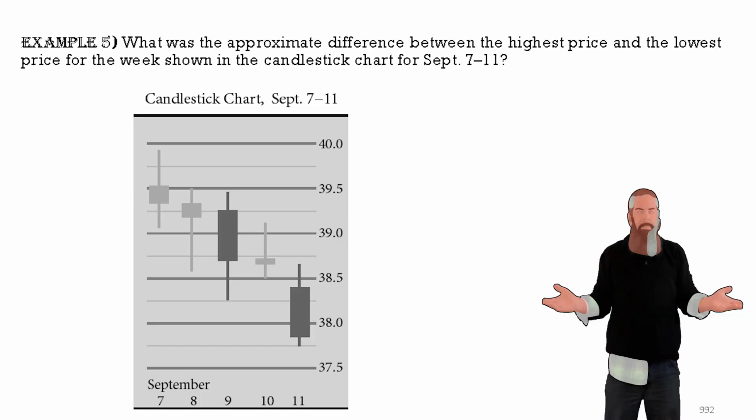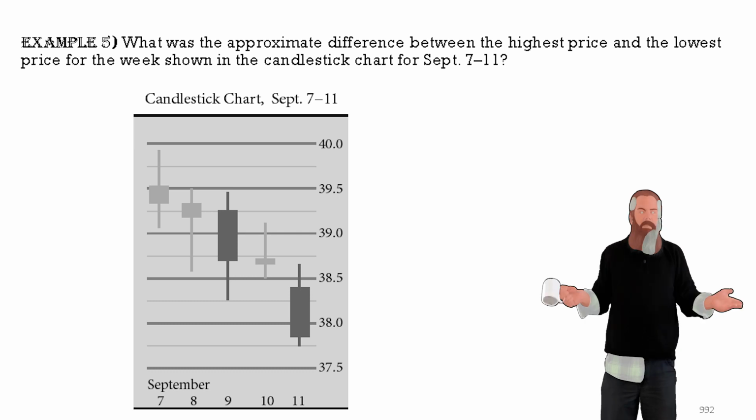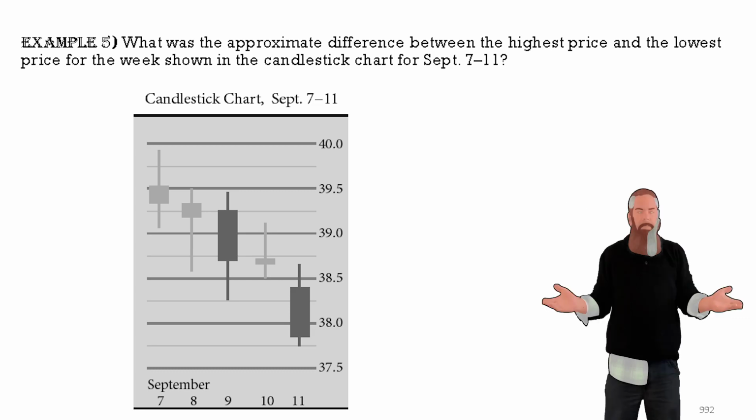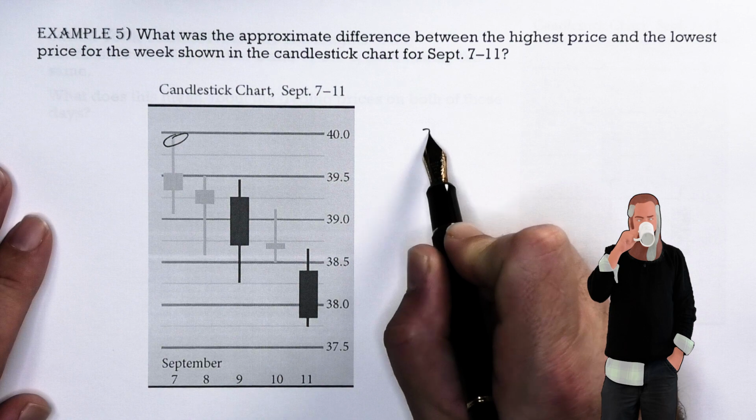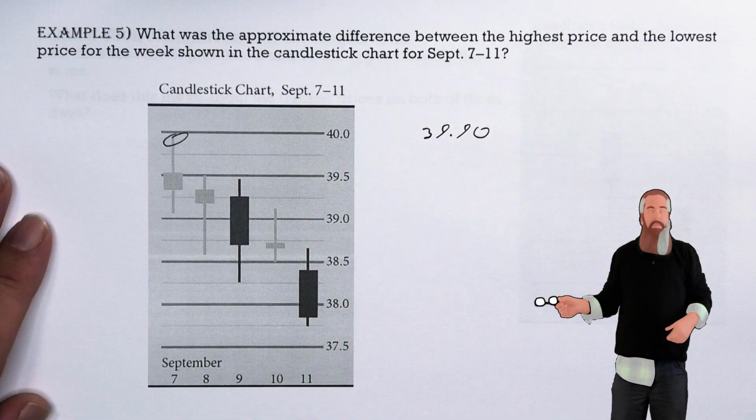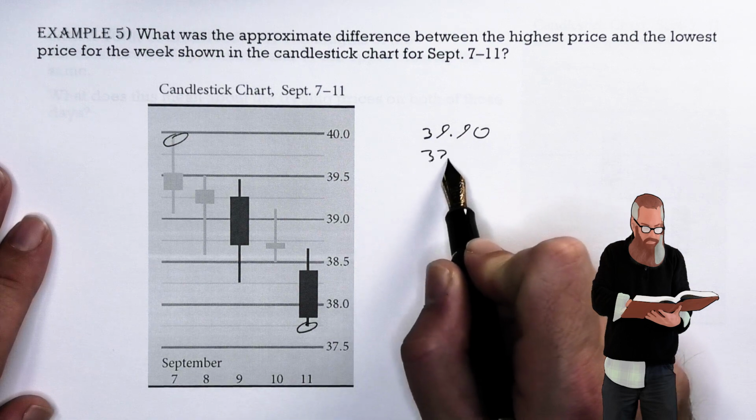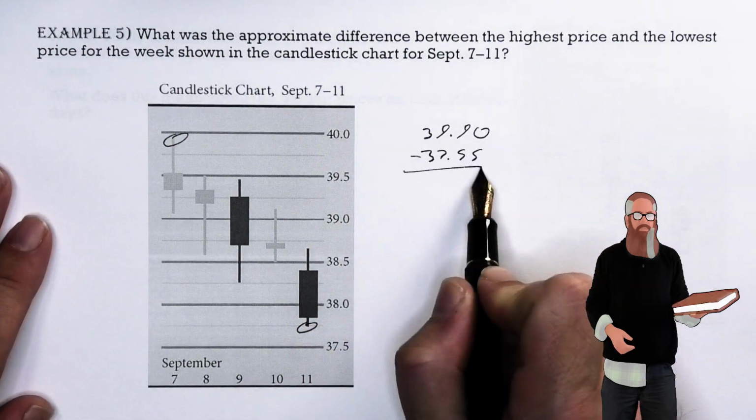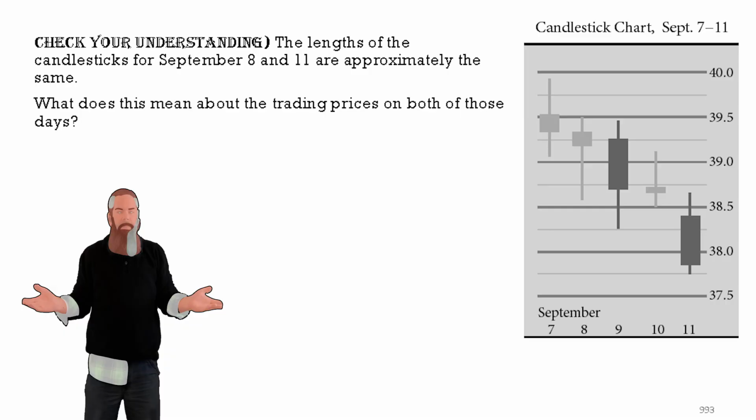So what was the approximate difference between the high price and the low price for this week in this candlestick chart from September 7th to September 11th? Well, the high was approximately $39.90. The low was approximately $37.75. By subtracting them, we get $2.15. Let's check our understanding.